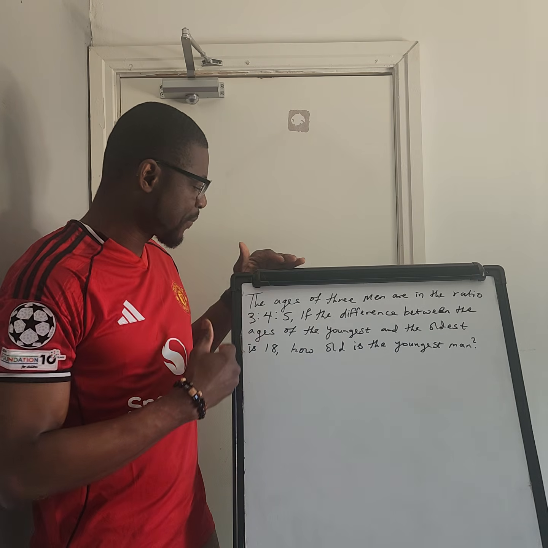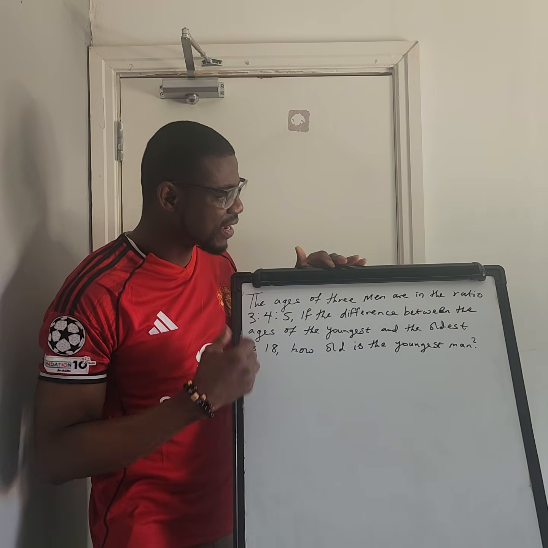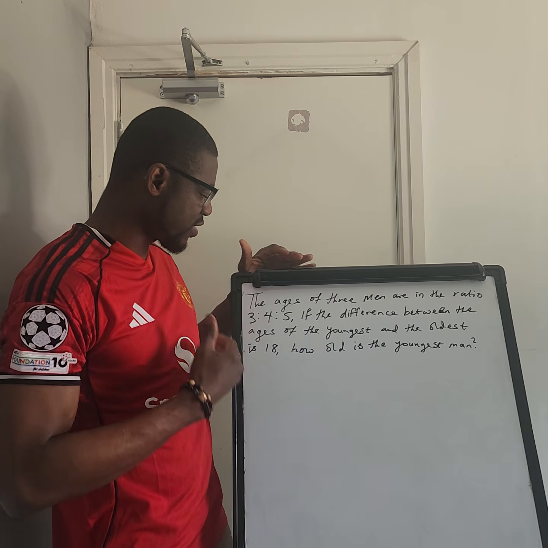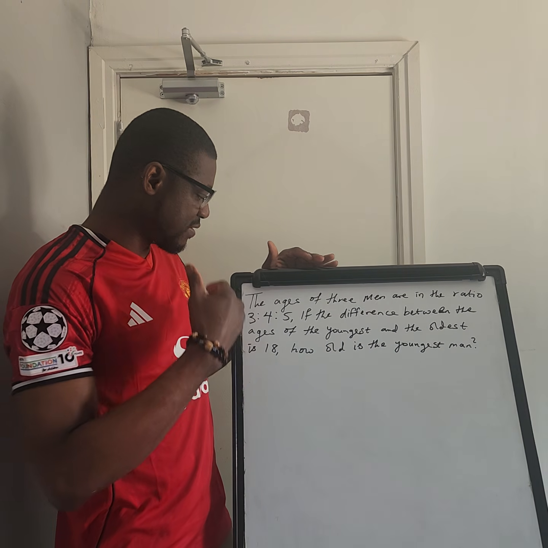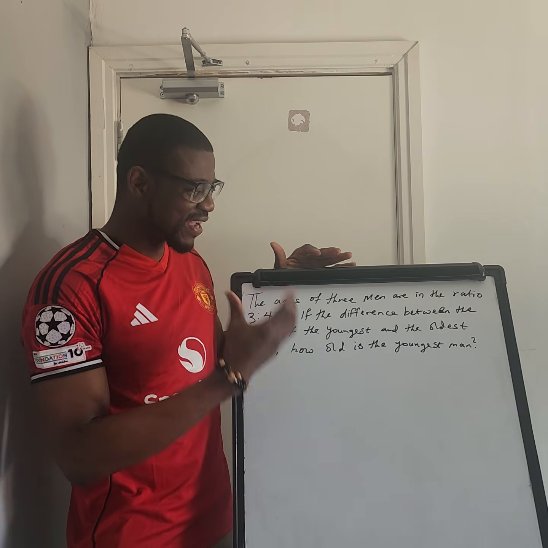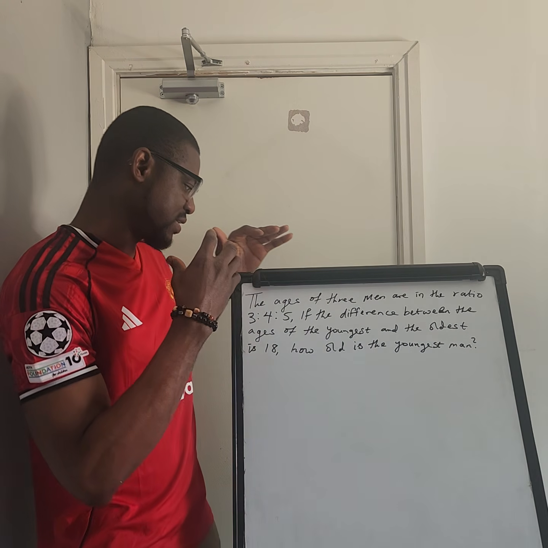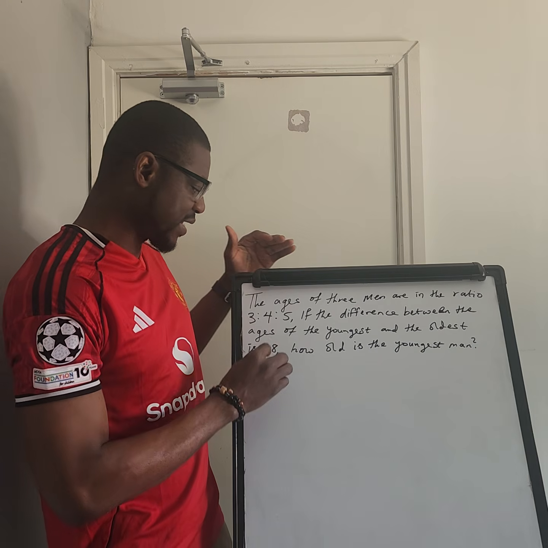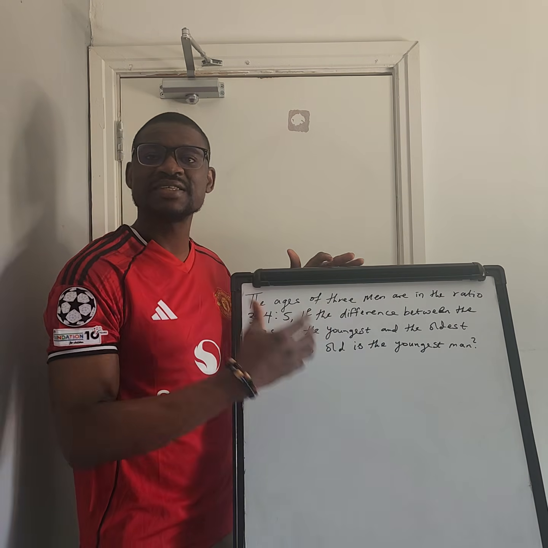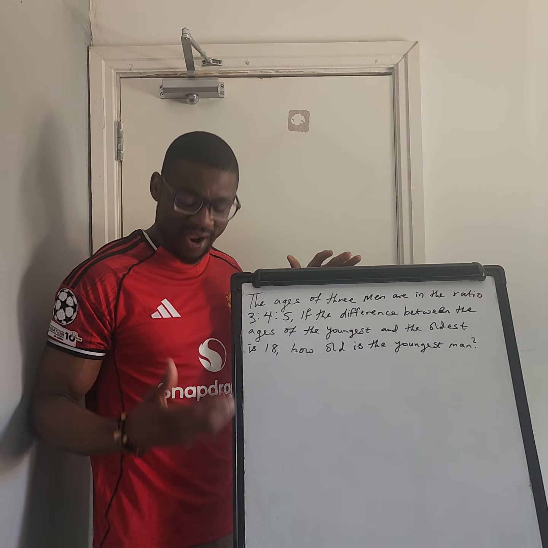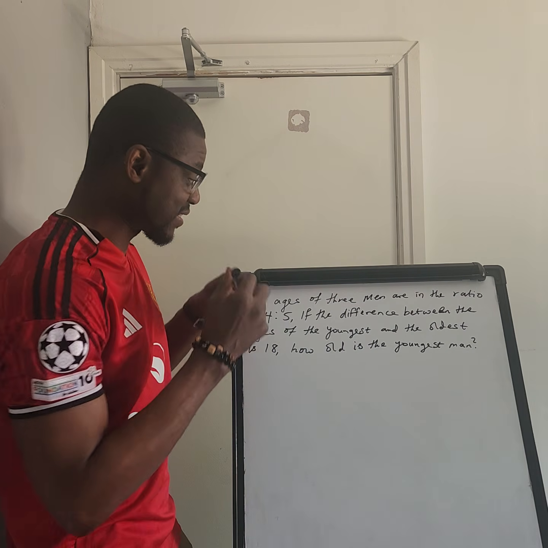It says the ages of three men are in the ratio 3:4:5. If the difference between the ages of the youngest and the oldest man is 18, how old is the youngest man? So how do we solve this problem? Stay tuned.